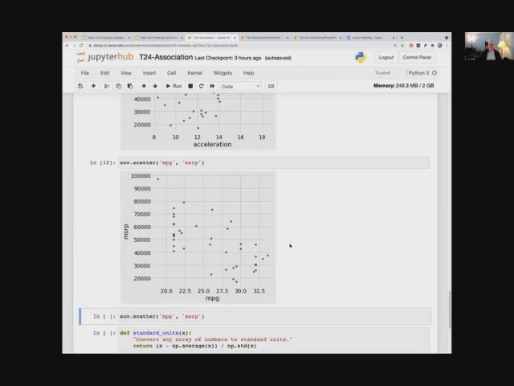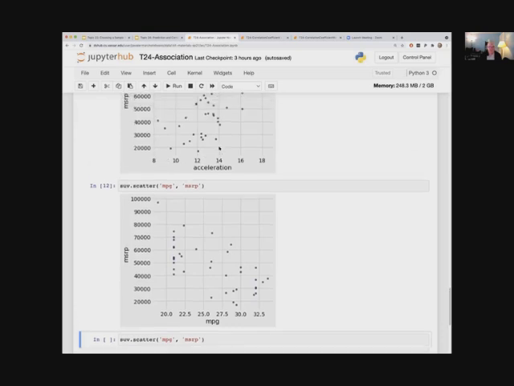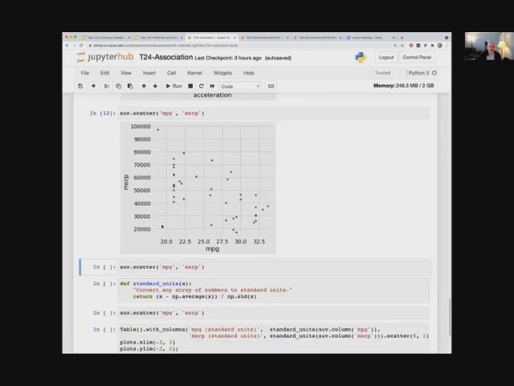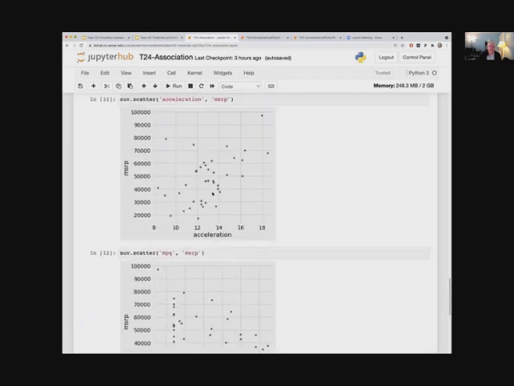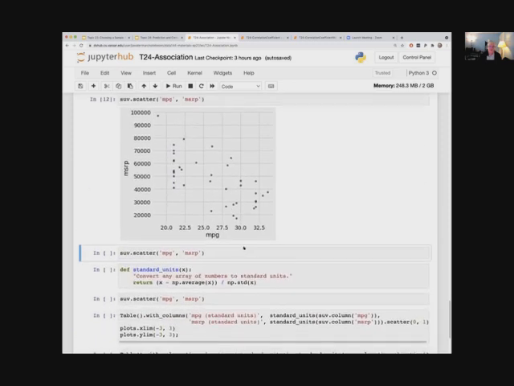So one thing that we want to do when we visualize the data is notice the units. This is acceleration, where we used the default, so it's plotted from 8 to 18. This is in miles per gallon, and so it makes it hard to compare one scatter plot to the other. So the thing that we almost always do when we make these scatter plots is convert to standard units, as we've looked at before.